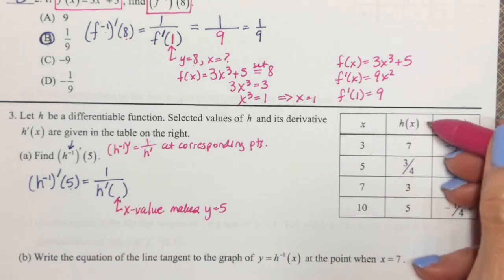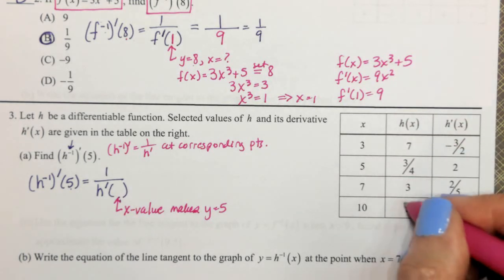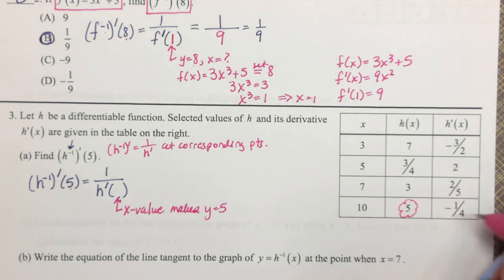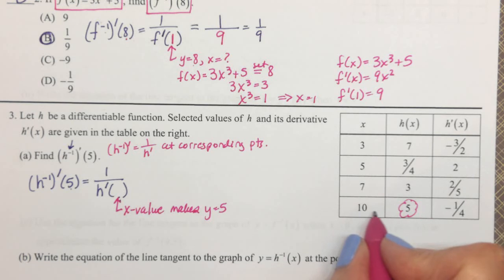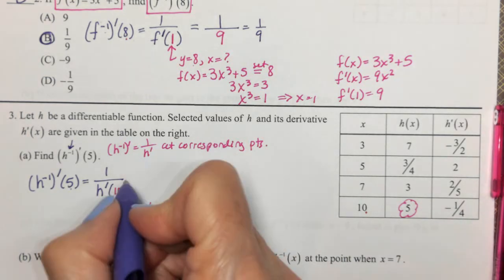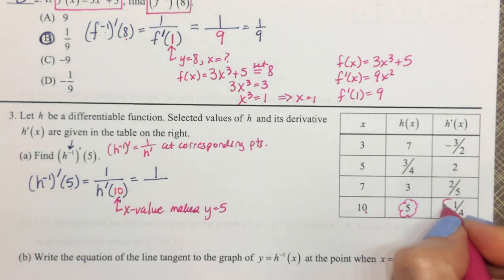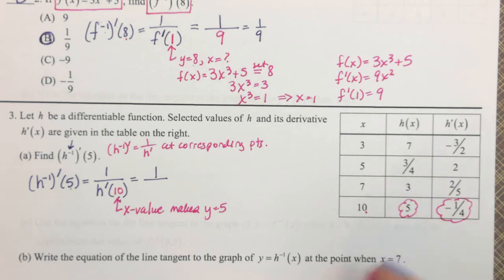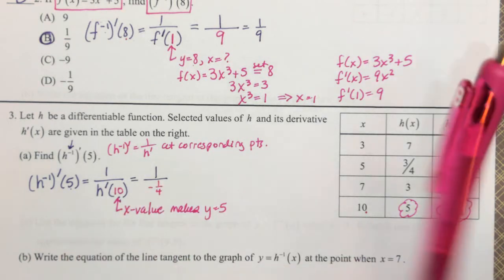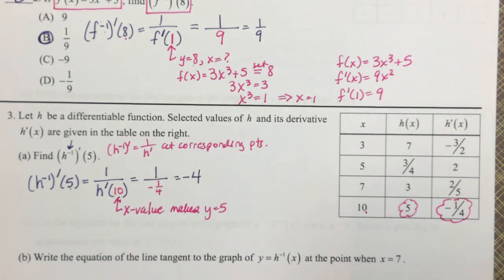So I go to h here in the table. I want the y value to be 5. Well, the y value is 5 right here. That's when the y value is 5. The x value that makes h 5 is 10. Now all I need is h prime of 10, and they gave me that in the table. So this is negative 1/4, and 1 over negative 1/4 is the flip of negative 1/4. That's negative 4.